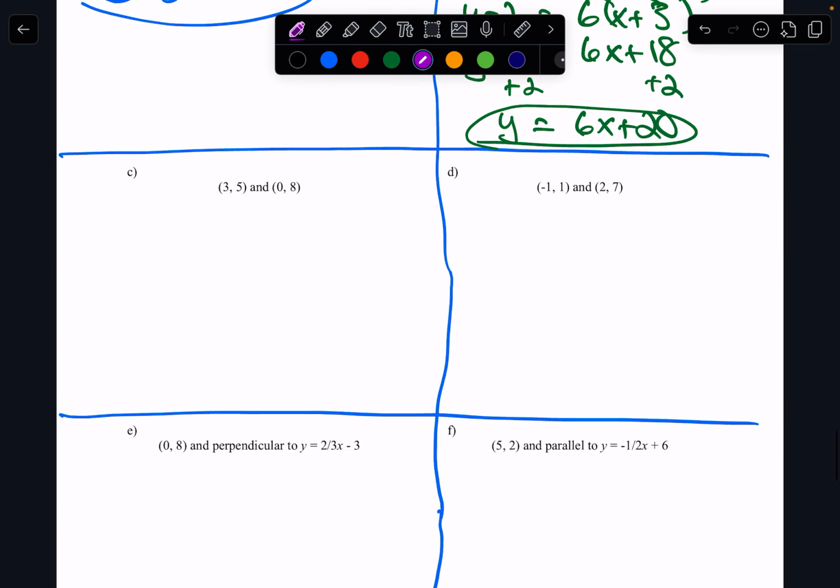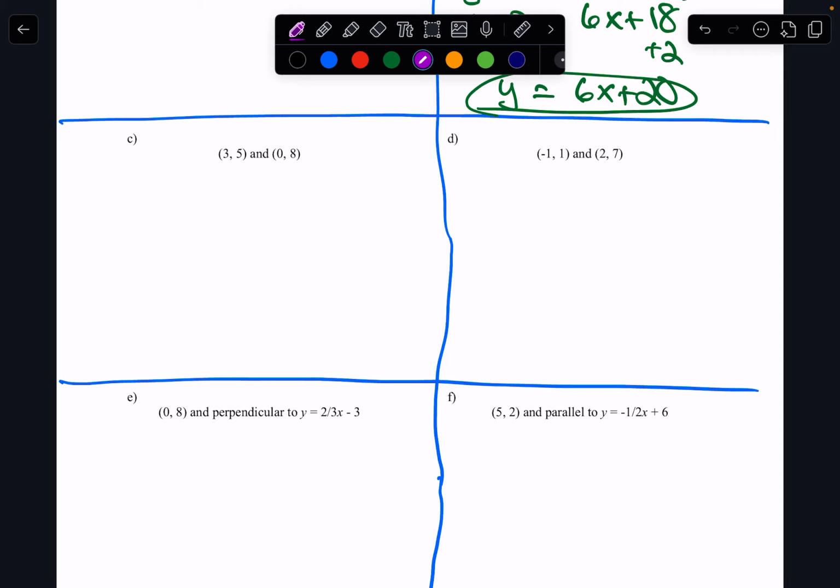Okay, next one. We have 2 points. So we need our slope. 8 minus 5, 0 minus 3. 3 over negative 3 is negative 1. So our slope is negative 1.